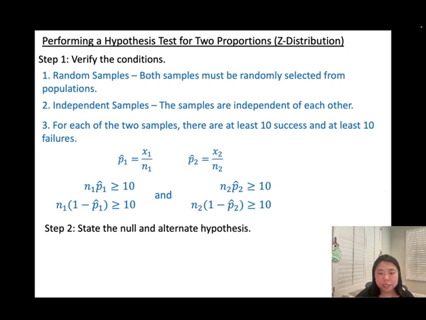Step 2, state the null and alternate hypotheses. I would recommend you try to state the original claim first, and then you can figure out your alternate hypothesis and the null hypothesis.